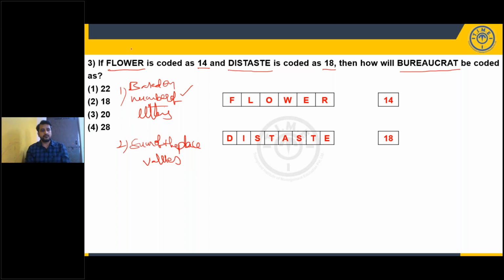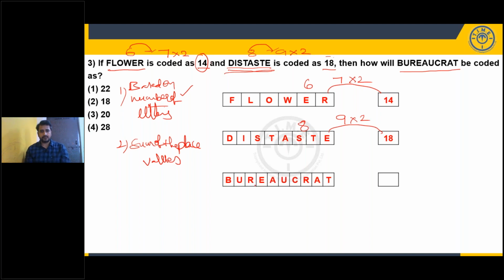Number of letters in the word flower are how many? 6. But here it is mentioned as 14. How did it become 14? 6, next number is 7, and into 2 is 14. This is what I understood from the given question. But whether the same is true or not, we have to check with the other one. Distaste. Number of letters in the word distaste is 8. 8, next digit is 9, into 2 is 18. Perfectly matching. So number of letters 6, but it takes next digit into 2. Number of letters 8 here and takes next digit into 2. 9 into 2, 18. Perfectly matching.